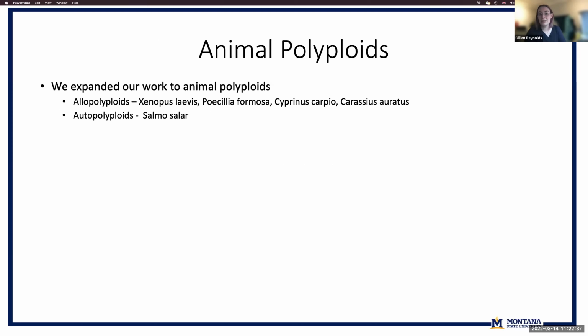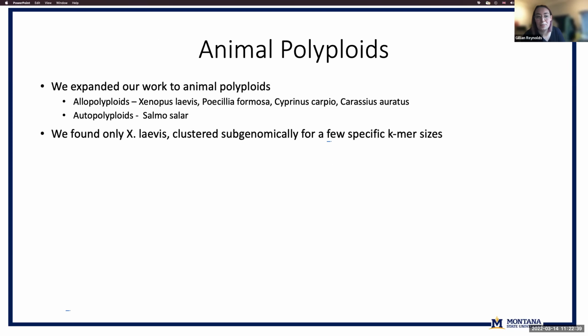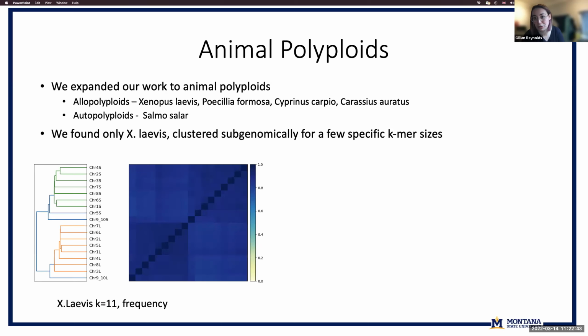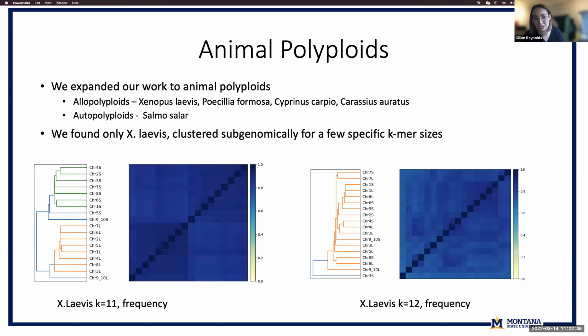Now, we did expand our work into animal polyploids, but we only found that the African clawed toad was the only one to cluster subgenomically, and it was very specific for certain k-mer sizes. So for example, for k equals 11, we have some subgenomic clustering, and for k equals 12, we absolutely do not. And it stayed that way throughout the k-mer range. It was a bit mad.